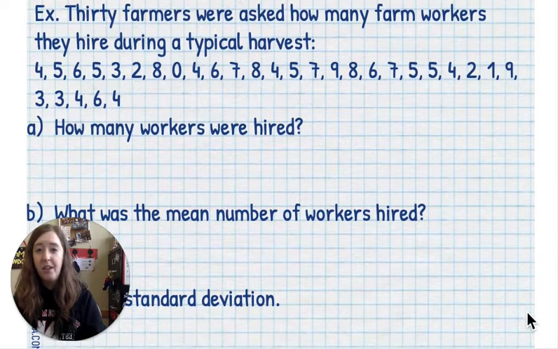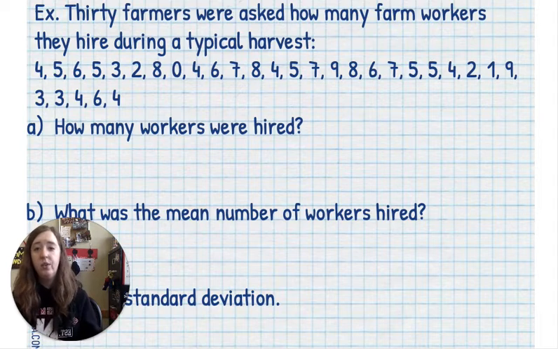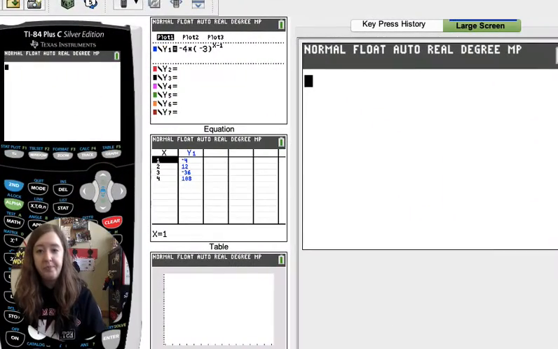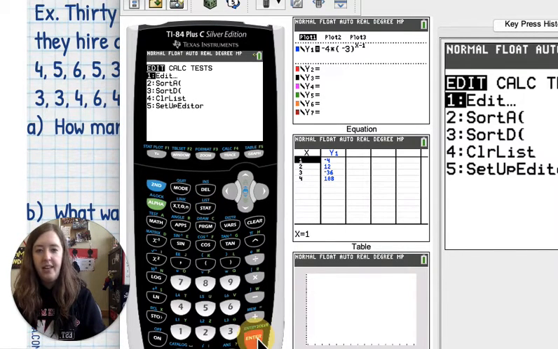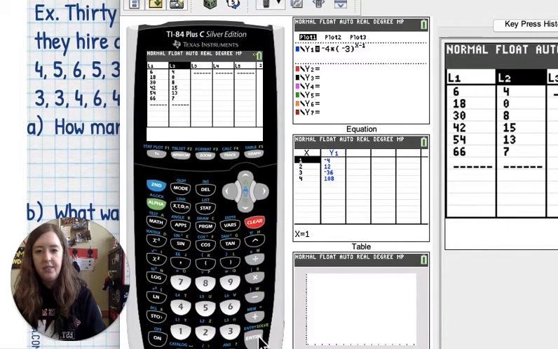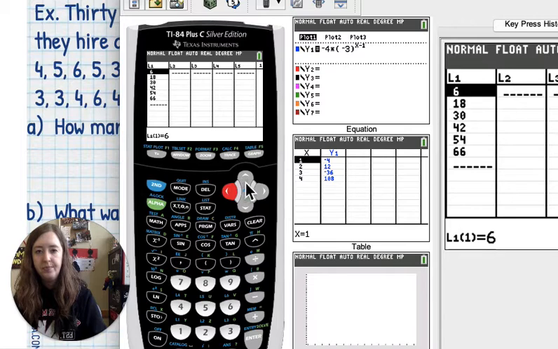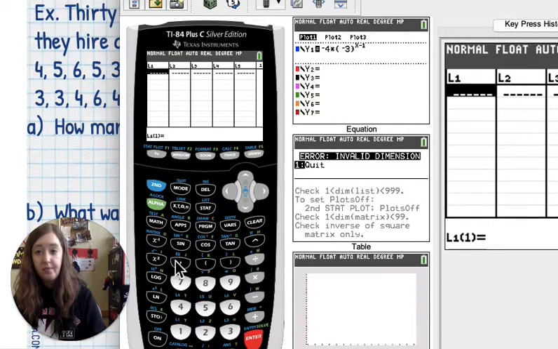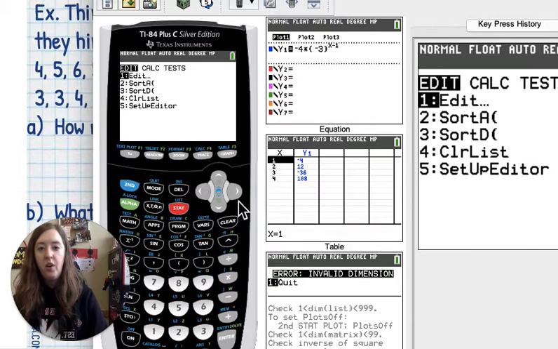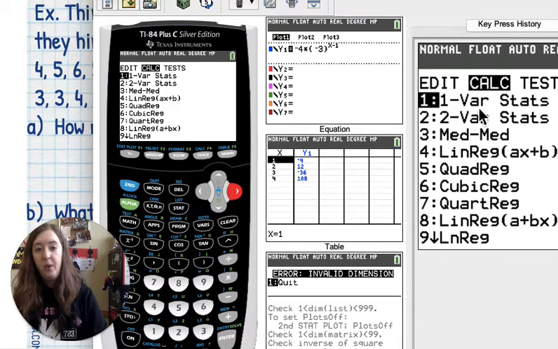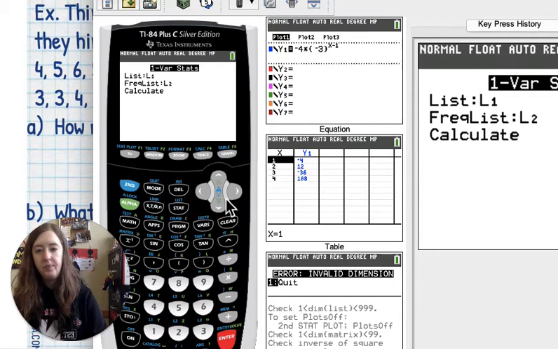30 farmers were asked how many farm workers they hired during a typical harvest, and here's the whole list. We want to find out the total hired, the mean, and the standard deviation. So we're going to go to our calculator. I'm going to go to Stat, click Edit, clear out both lists, and then enter that list. Go to Stat, over to Calc, and we want one variable stat, so we'll press Enter. My list is in L1. I don't need a frequency list, so I'm going to clear that and then choose Calculate.